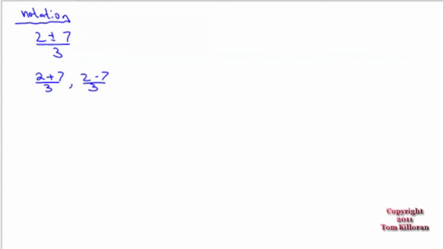So 2 plus 7 is? 9 over 3. 9 divided by 3 is? 3. 2 minus 7 is? Negative 5. -5 over 3. And you can't do much with that, so just leave it as -5 over 3.